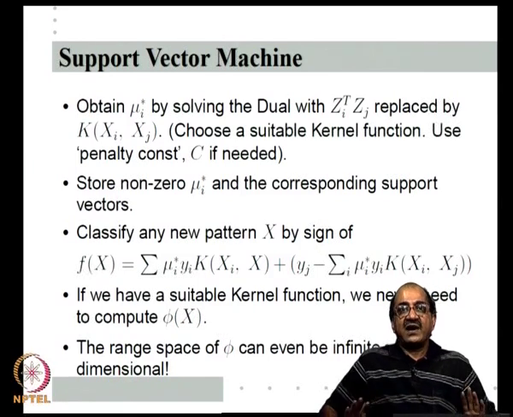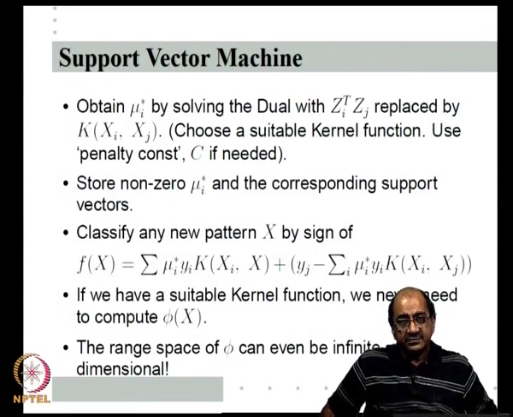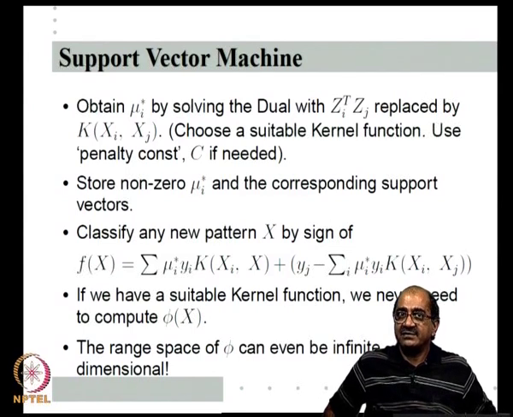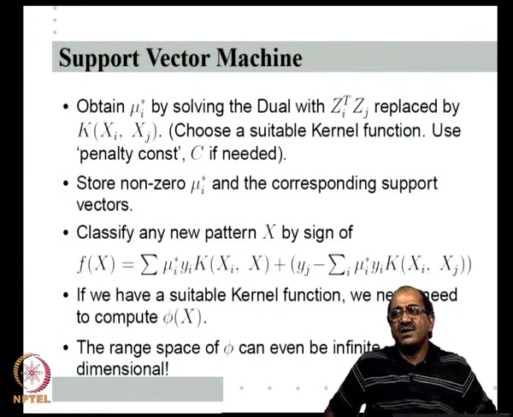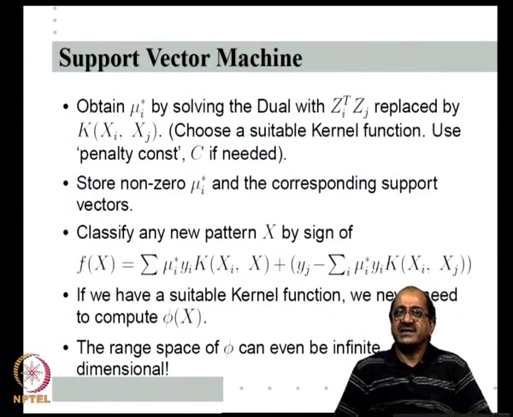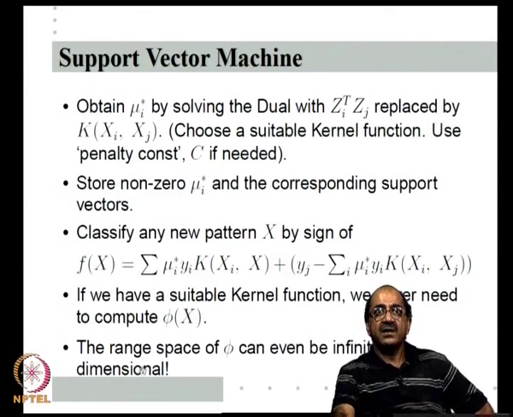So, what is the final support vector machine idea? It is that I obtain mu i stars by solving the dual where xi transpose xj is replaced by zi transpose zj, which is replaced by k xi xj. That is, essentially choose a suitable kernel function and use a penalty constant c if needed. Using a penalty constant is simply putting an upper bound in solving my dual optimization problem. So, I will just throw in a c and choose some suitable kernel function. We will see what is suitable next class.